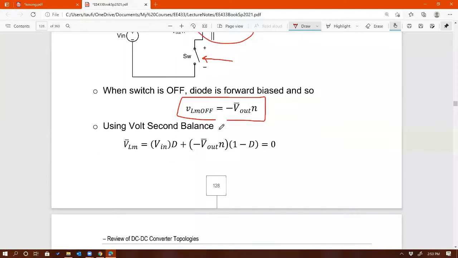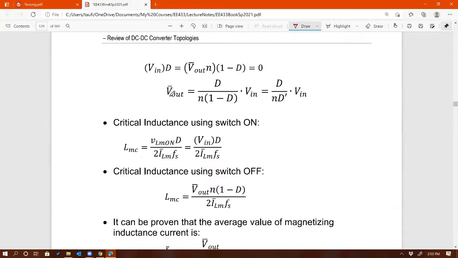So that's what I put into the volt-second balance. The same volt-second balance, right? VLM on times duty cycle plus VLM off times 1 minus duty cycle equals 0. And from there, it's just algebra. You get the equation for V out in terms of V in, okay, for flyback.